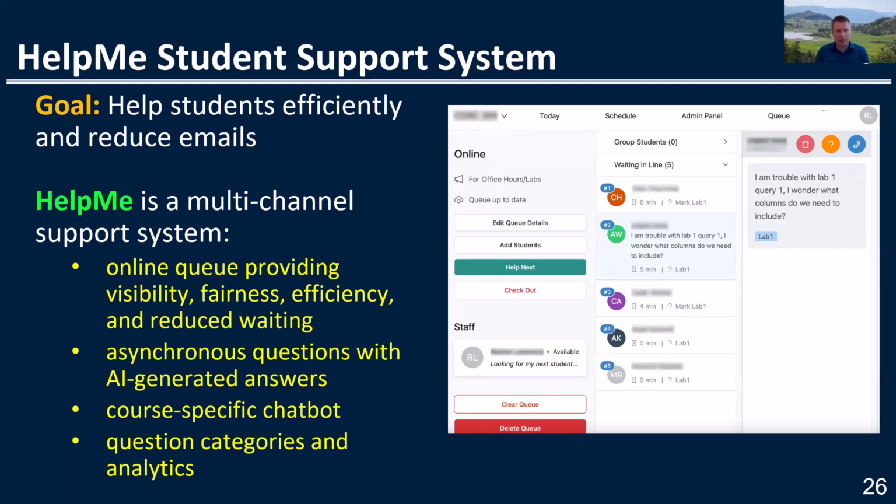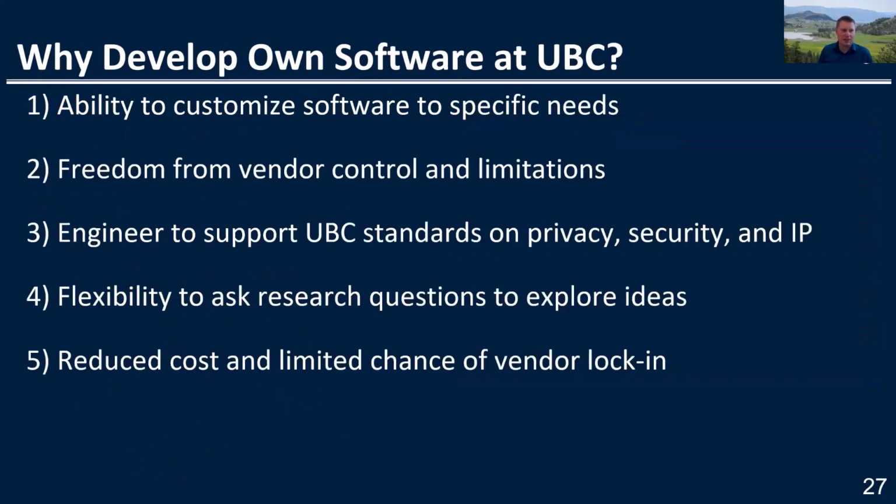So what we added in addition to the queue is that we could post asynchronous questions and have the AI generate answers, and also have a chatbot that's specific to the course. The reason we're working to build this is, one, we're researchers. We want to figure out what's possible, but there are also some tangible benefits. We can customize software to our specific needs. We're not locked into a vendor. Right now, because it's a competition for audience, these tools are reasonable in cost, but we're not always guaranteed that is the case. And even so, at UBC scale, they become quite expensive.